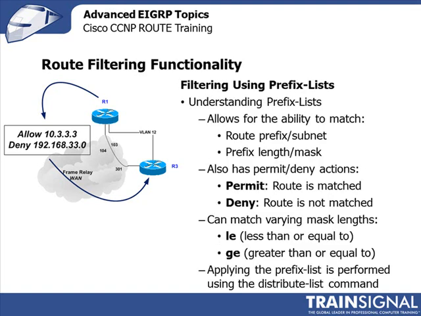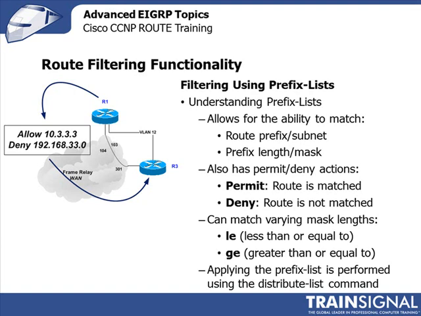Prefix lists have a great deal more functionality than access lists. Access lists essentially just talk about what IP address to match. You cannot really specify what mask to match. So a prefix list allows for the ability to match the route prefix and subnet, or prefix length and mask. Like an access list, there are essentially two actions, permit or deny. Permit means the route's matched. Deny means the route's not matched. This isn't like the permit and deny as to whether it will allow a packet.